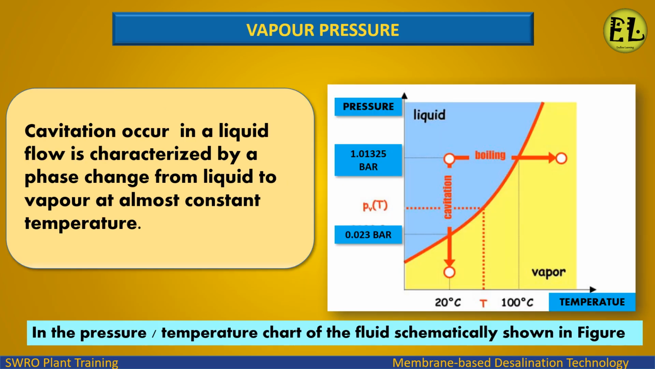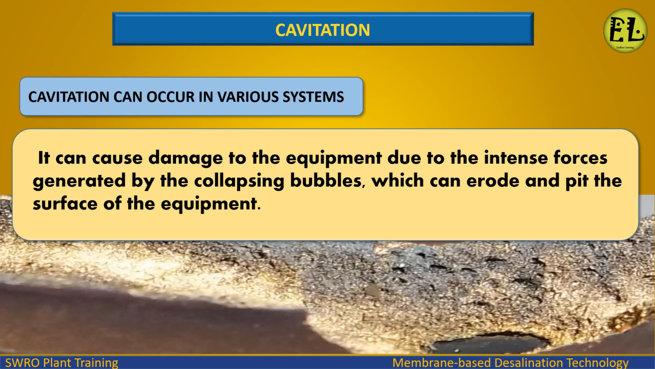Vapor pressure: cavitation in a liquid flow is characterized by a phase change from liquid to vapor at almost constant temperature, as shown schematically in the pressure/temperature chart of the fluid in the figure. Cavitation can occur in various systems. It can cause damage to the equipment due to the intense forces generated by the collapsing bubbles, which can erode and pit the surface of the equipment.